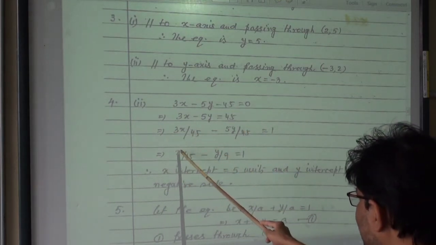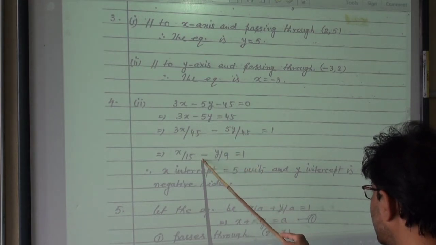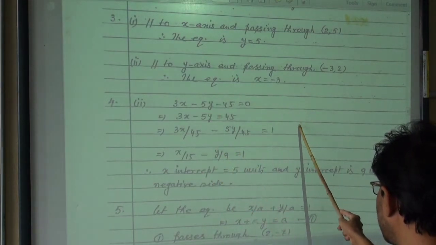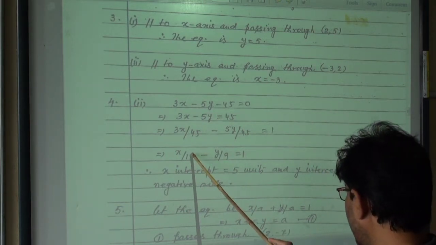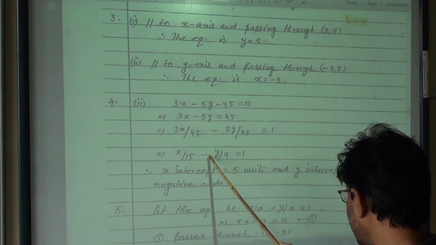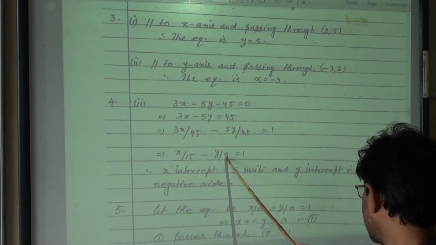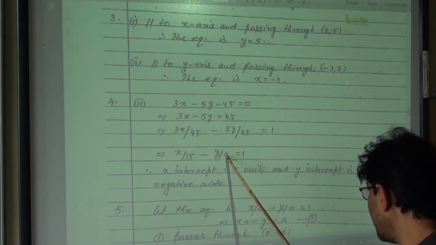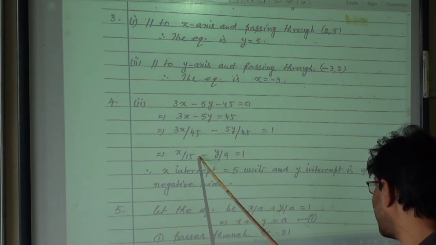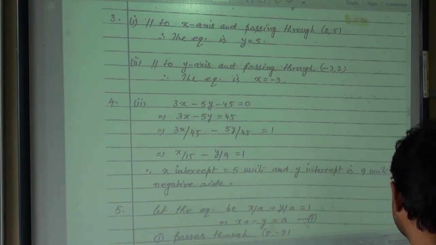Simplify further, getting x by 15, y by 9 equal to 1. But here is minus. Your formula is x by a plus y by b is equal to 1. So a is 15, b is minus 9. That means x-intercept is 15 units from the positive side. Y-intercept is 9 units from the negative side as it is minus.